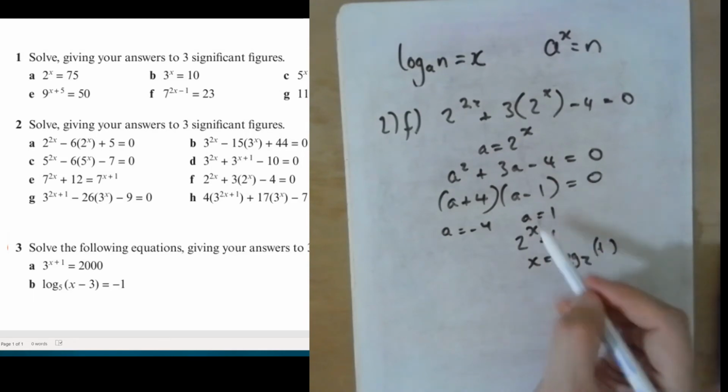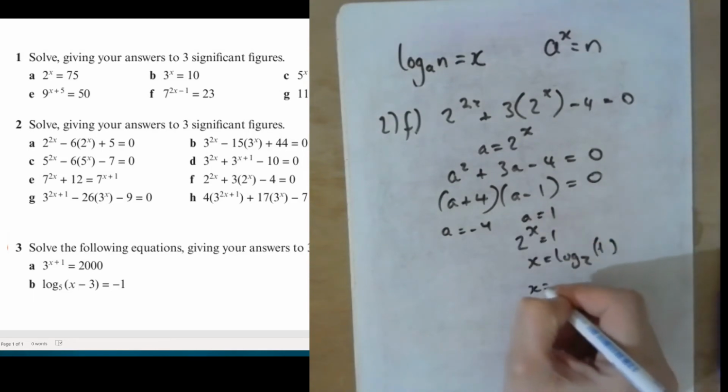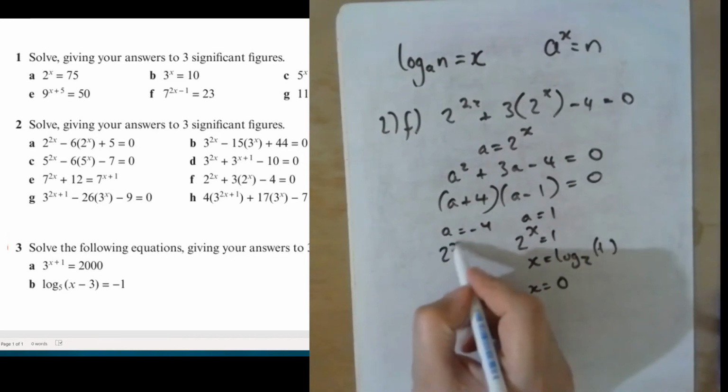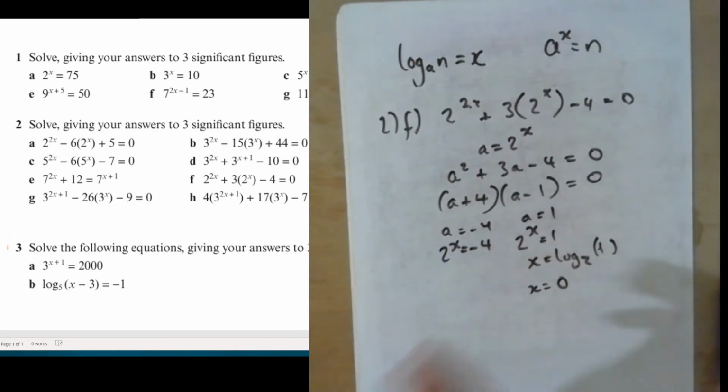So again, 2x equals 1, so I know x is log base 2 of 1. If you want to type that into a calculator, or if you already know it from that step, that just equals 0. This one's quite interesting actually. 2 to the power of x is -4. So 2 to the power of anything is always going to be a positive number.